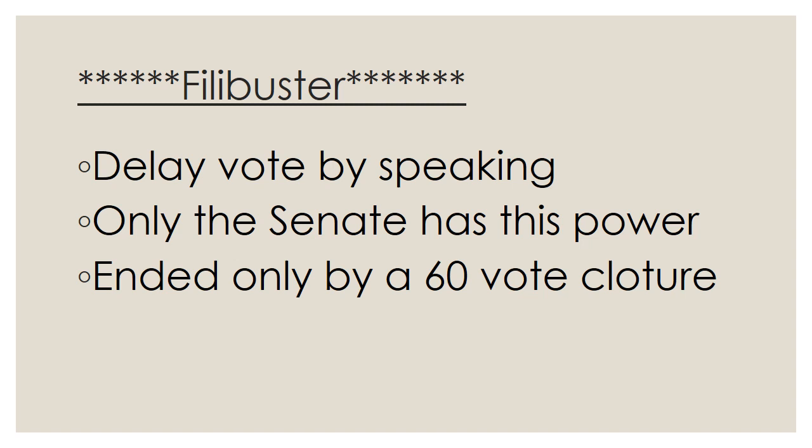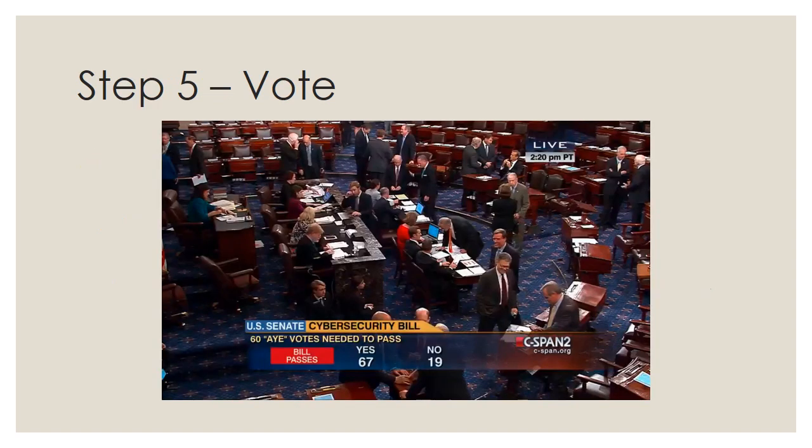So when we talk about filibuster, and we'll watch a couple of videos during class, it is to delay a vote by speaking. So only the Senate has this power, and it's during the stage when they're basically debating it in the Senate. And this is only ended by a 60-vote cloture.